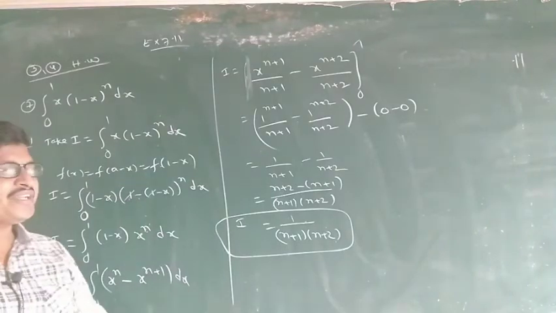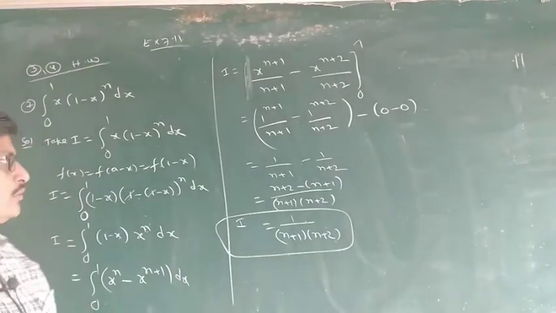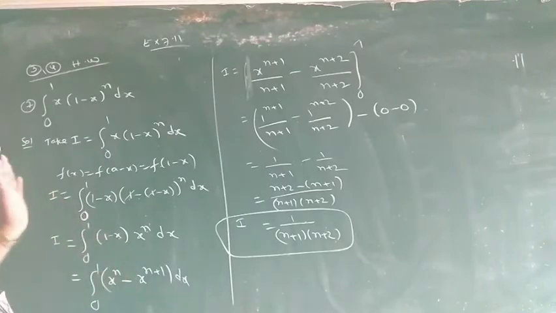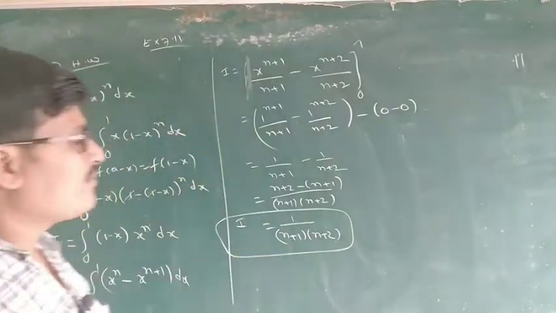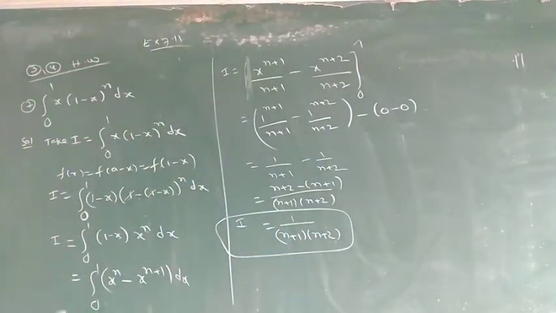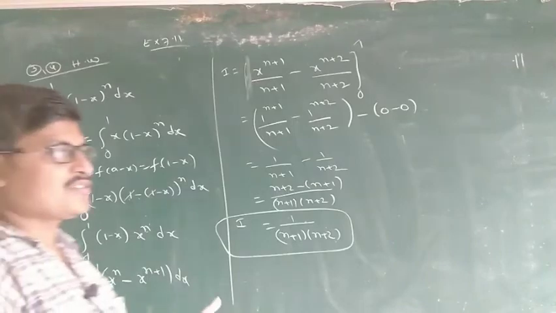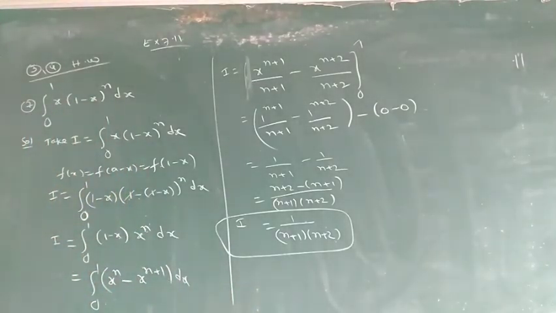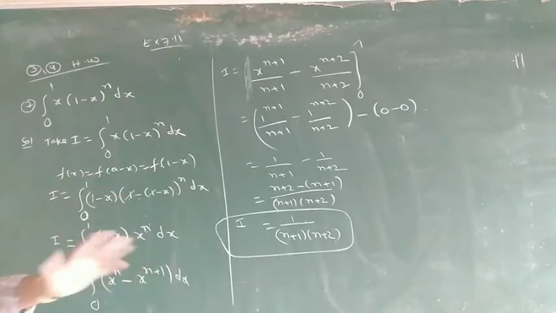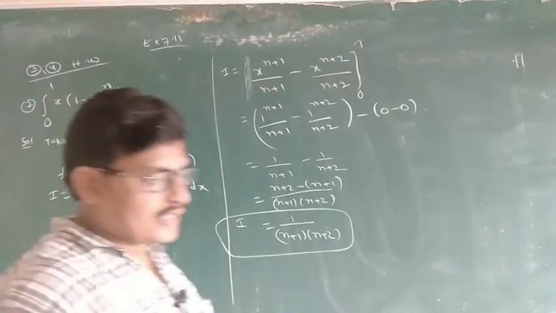Here, don't add the two I's, because there is no use. In the previous problem, sin square theta plus cos square theta is equal to 1, that's why we added two functions. Here there is no use of adding the functions, so do direct calculation. Okay, next.